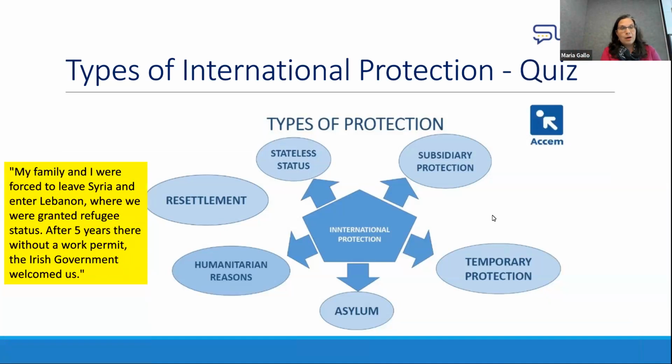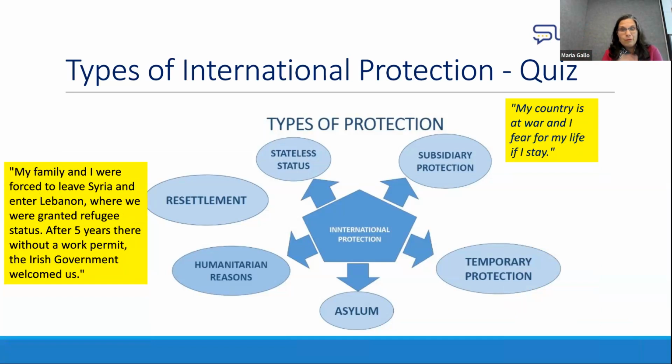So for example, there's one there, resettlement. This is an example of a quote from somebody in that context. My family was forced to leave Syria. They went to Lebanon. And then, after 5 years without a work permit, the Irish government welcomed them in. So that's just an example of resettlement. Then we have other ones. If I read them out, oh yeah, you can see them there.